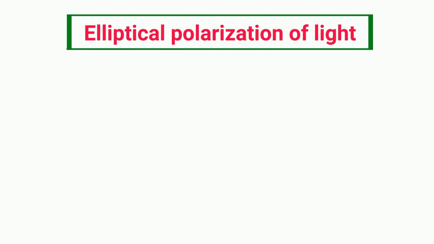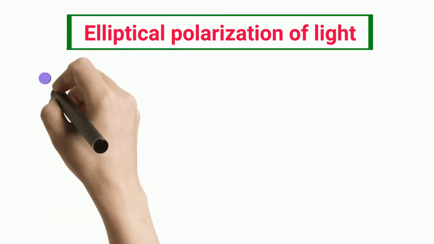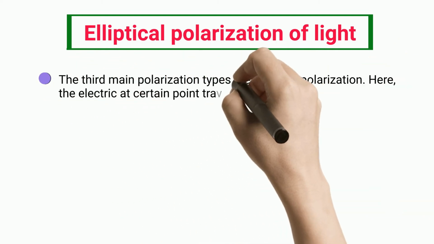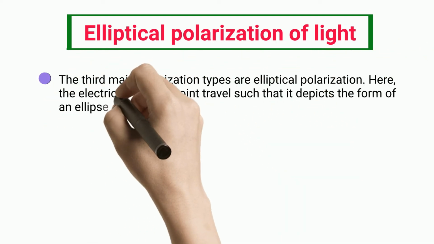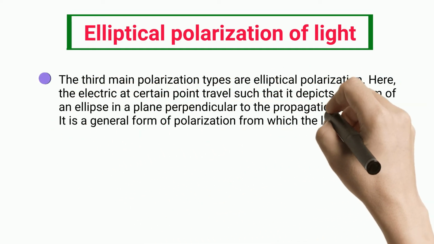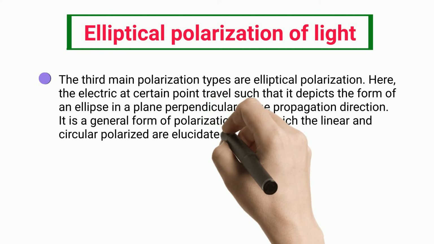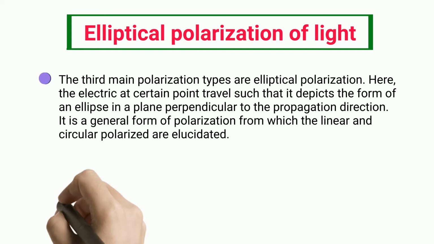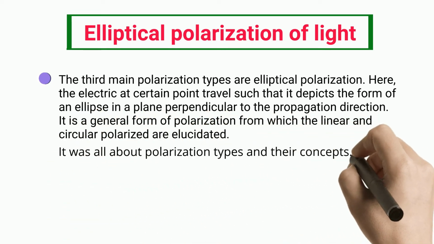Elliptical polarization of light. The third main polarization type is elliptical polarization. Here, the electric vector at a certain point travels such that it depicts the form of an ellipse in a plane perpendicular to the propagation direction. It is a general form of polarization from which the linear and circular polarized are derived. It was all about polarization types and their concepts.